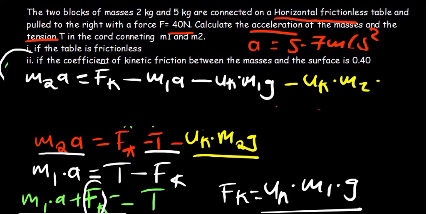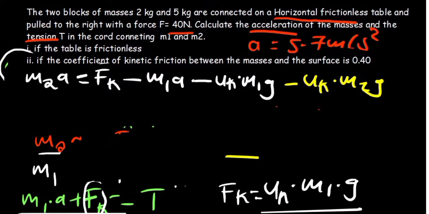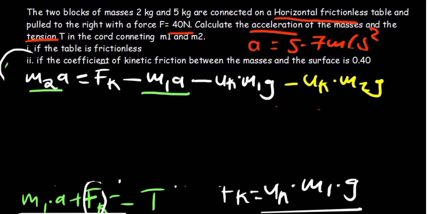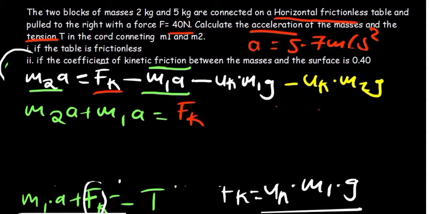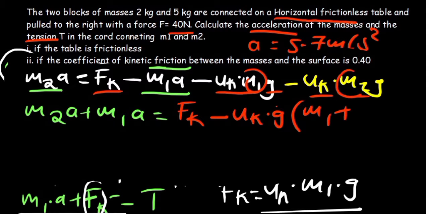Our goal in this case is to find the acceleration first of all, because tension is not in the equation. How do we make the acceleration the subject? This one can go to the other side. So we now have m2a plus m1a. On the right hand side, we're remaining with the force of friction. Then mu k and g are common, so we can factorize mu k and g. For the first part, we remain with m1 plus m2. So what we've done there is we've just factorized.